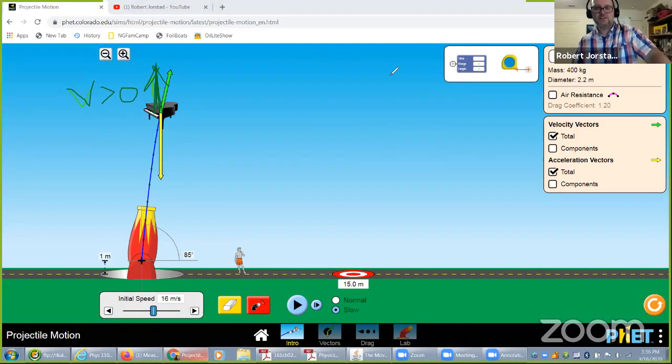The acceleration is less than 0. It's a negative number. It's negative g. And it's slowing down. Velocity is positive, acceleration is the opposite sign, slowing down on the way up. Let's keep going.